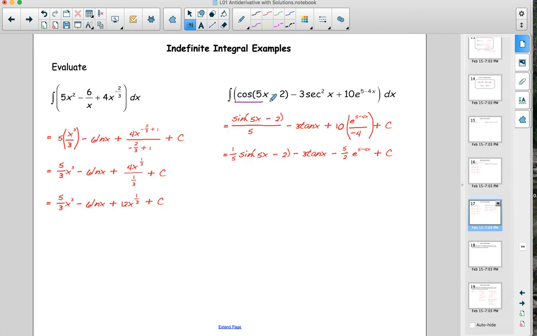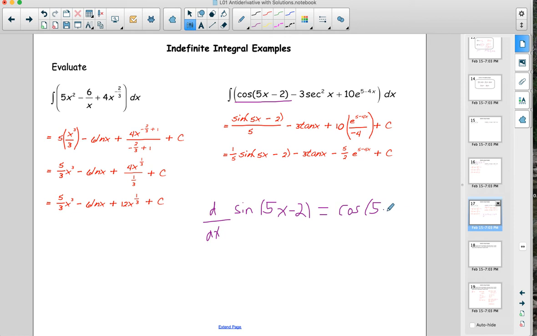So starting with the integral of cos of 5x minus 2 dx, the integral of cos is sine. So we have sine of 5x minus 2, but I'm now going to need to divide by 5. And the reason being, if you take the derivative of sine, the straight derivative of sine of 5x minus 2, you will get cos x minus 2. Not cos of 5x minus 2.